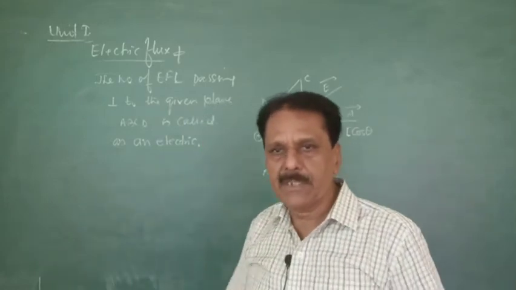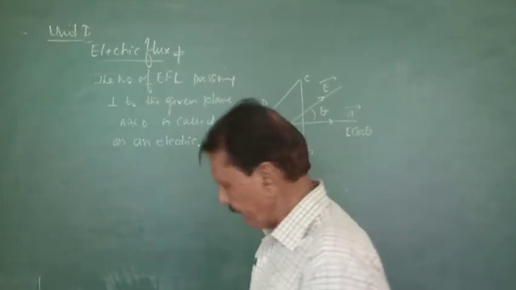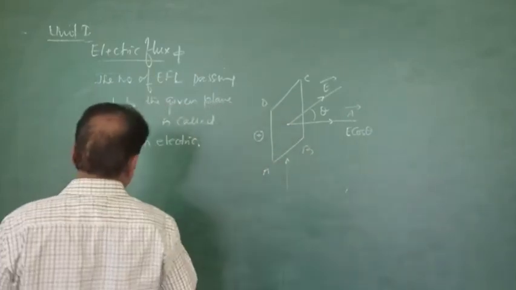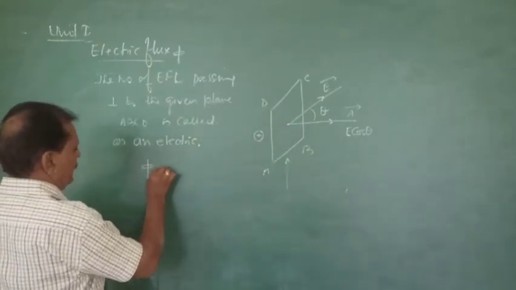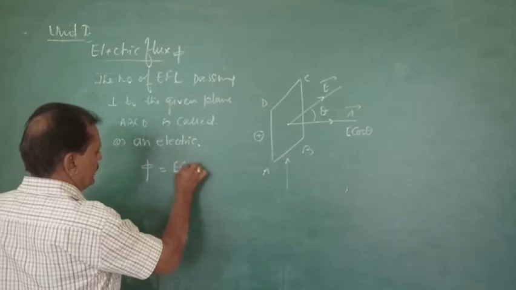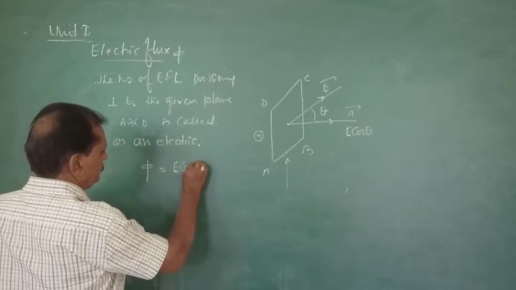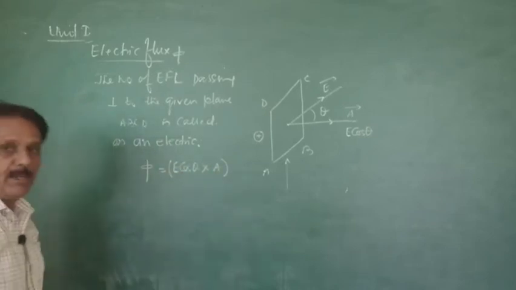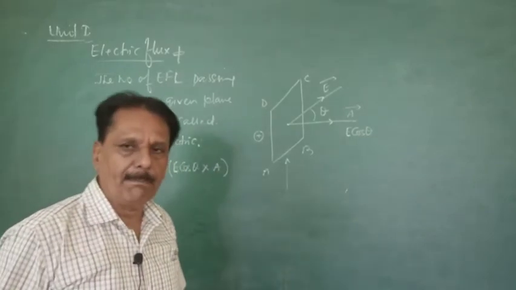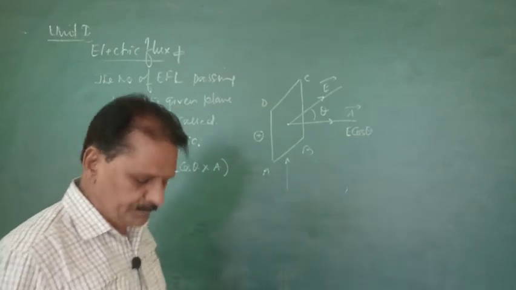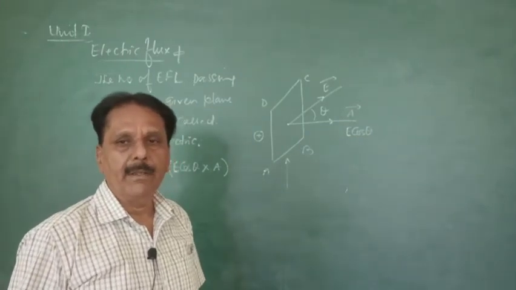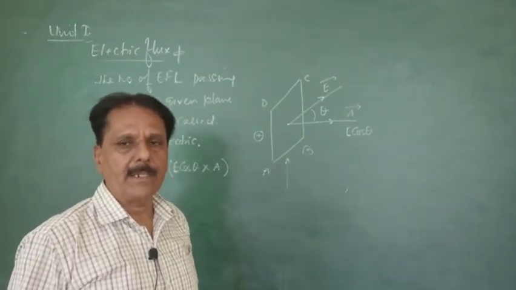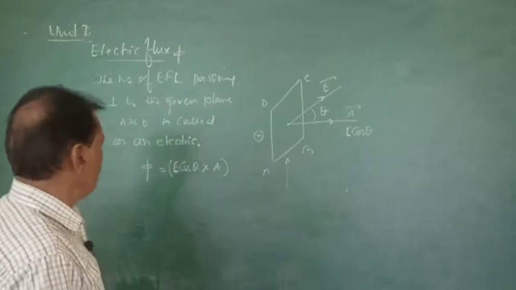This is the concept of flux, and by the formula it is defined by phi, and that is E cos theta into A. That is, it is the product of the area of the plane surface and the magnitude of the electric field passing perpendicular to the surface.